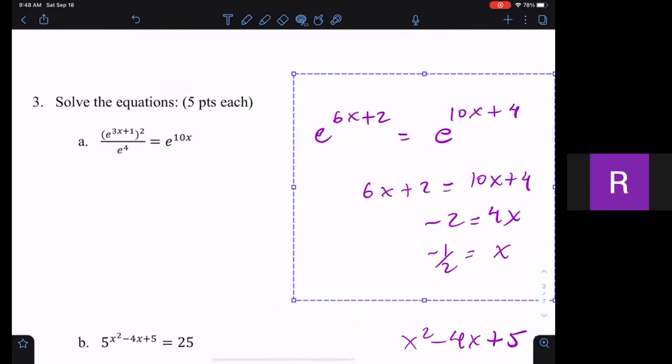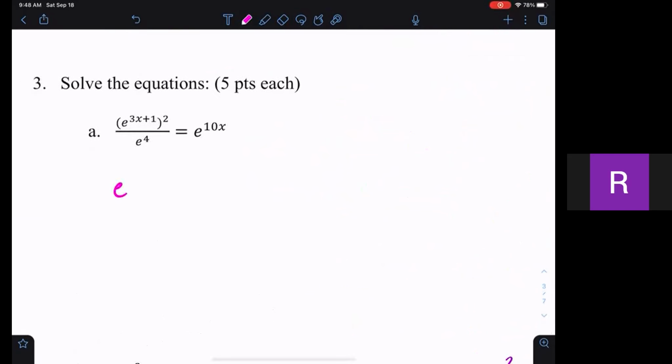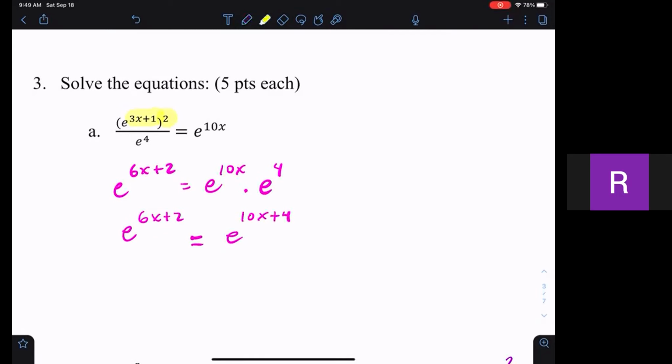Okay, this thing. Here, you have to solve the equation, they say, right? So you can do this: 3, and you distribute this binomial here, multiplying by that 2. So you get e^(6x+2), and it's e^(10x) times e^4. I'm just going to cross multiply that. So now you have e^(6x+2) equals e^(10x+4). Now you have the same base, so you set the powers equal to each other.